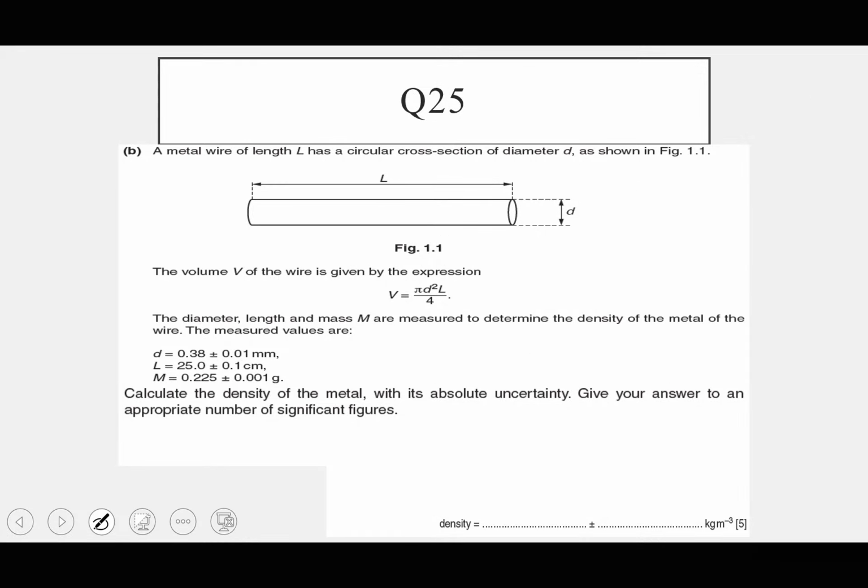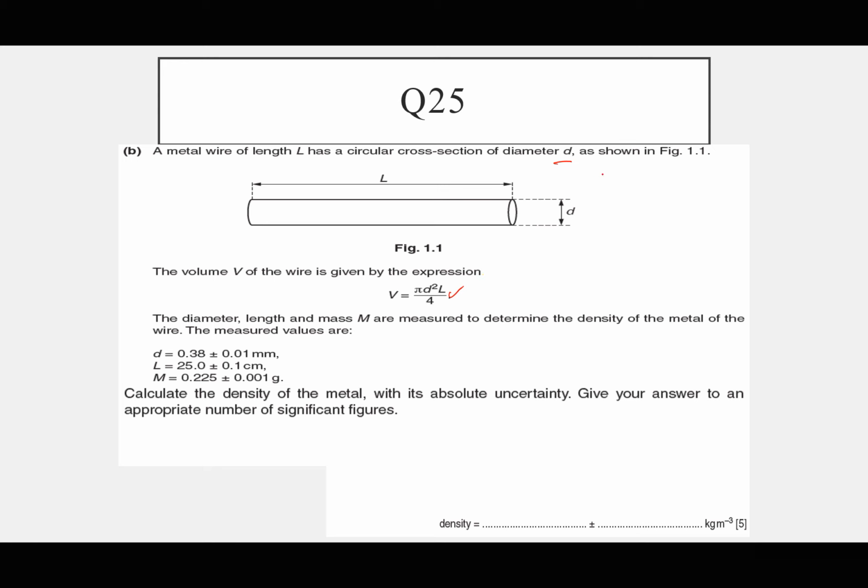Question number 25. A metal wire of length L has a circular cross-section of diameter D. The volume of the wire is given by that expression. The diameter has been given, the length and the uncertainties, plus the mass. Calculate the density of the metal with its absolute uncertainty. Give your answer to an appropriate number of significant figures.